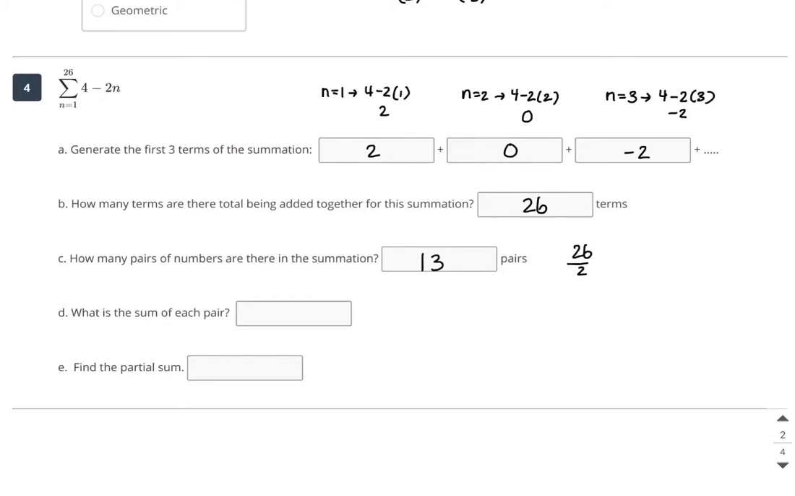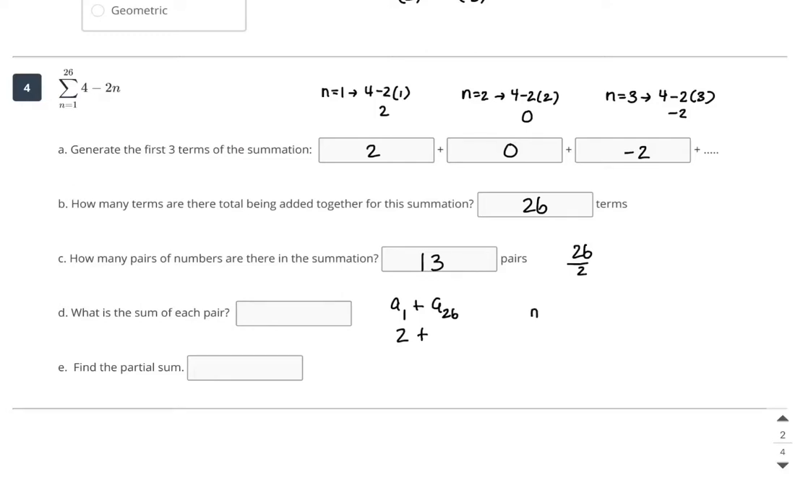Then I want to know what's the sum of each pair. So I know already that in the video for arithmetic series, we found there was a pattern if we paired up the first term and the last term, the second term and the second to last term, the third term and the third to last term. So I just need to find a sub 1 and a sub 26, and add those together, because that's the first term and the last term. A sub 1 I already found, it's 2, so I don't need to find that. So I have 2 plus, now I just need to find what a sub 26 is.